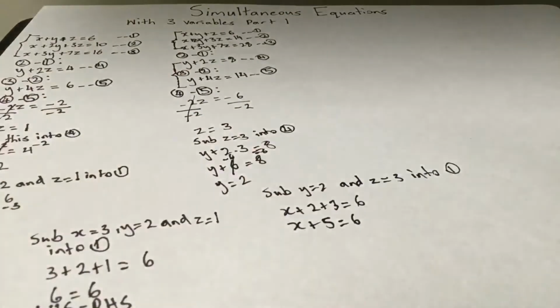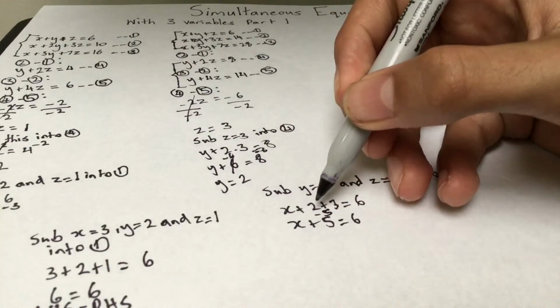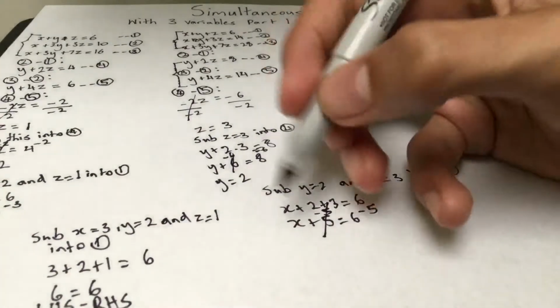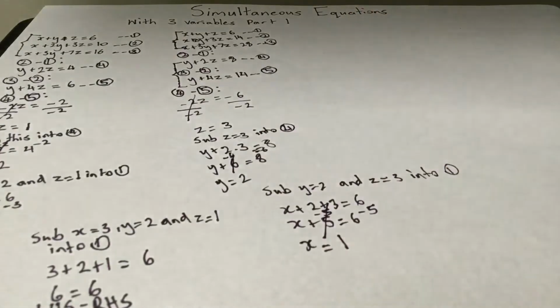Okay, so this is our remaining step. So we do minus 5 to both sides to get rid of that 5. So then we get x is equal to 6 minus 5, which is 1.